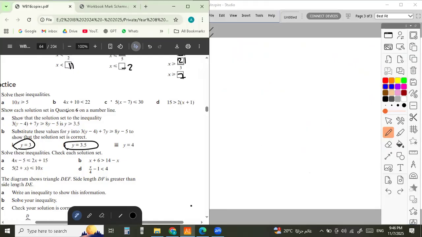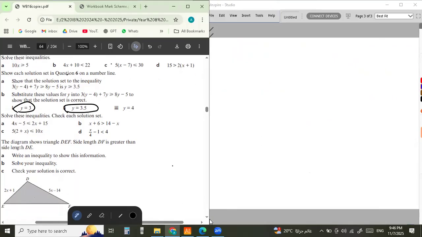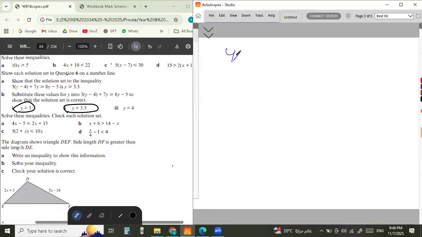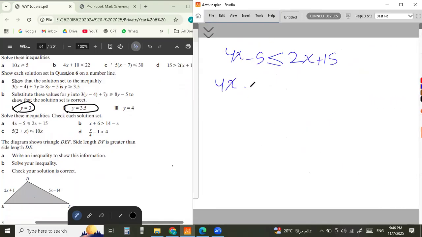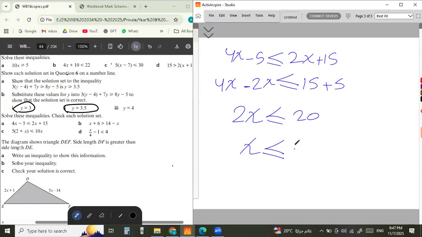Here, let's continue. Solve the inequalities. 4x minus 5 is less than or equal to 2x plus 15. 2x, get it over there, so it will be 4x minus 2x, which is 2x. I'm taking it step by step so that you don't get confused. 4x minus 2x is less than or equal to 15 plus 5. I got the negative 5 to the other side. So 2x is less than or equal to 20, so x is less than or equal to 10.